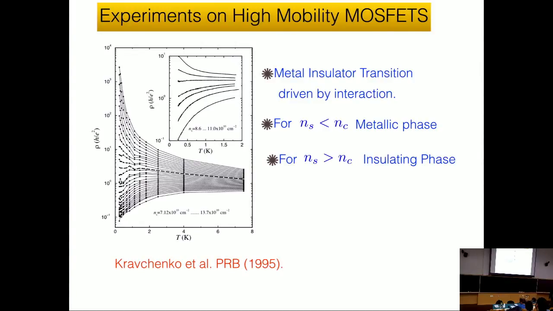So what he saw was that when the density of the electrons was lower than a particular critical value, you would essentially see an insulating phase, and in the other regime you would actually see a metallic phase. So these curves are essentially something that is close to the separatrix that essentially demarcates a metallic phase from an insulating phase. So this is resistance as a function of temperature.